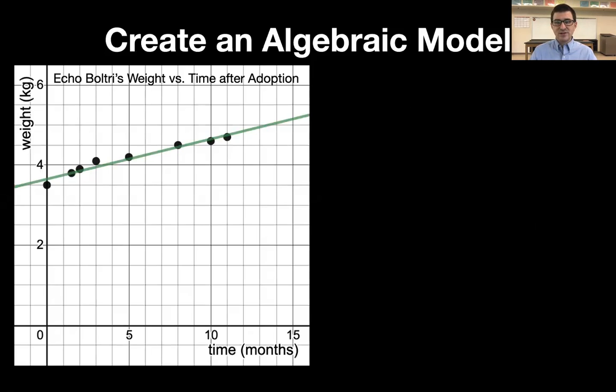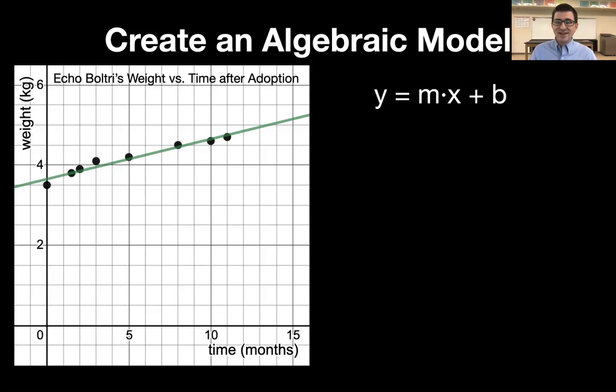So now that we have this good line of best fit, we can turn that into an algebraic model. Or another way to say that is we can write the equation for that line. And I hope you remember from algebra class, what is the general equation for a linear function, or the general equation for a line? Hopefully you do remember that it's y equals m times x, or mx, plus b, where y is the vertical variable, x is the horizontal variable, m is the slope, and b is the vertical intercept.